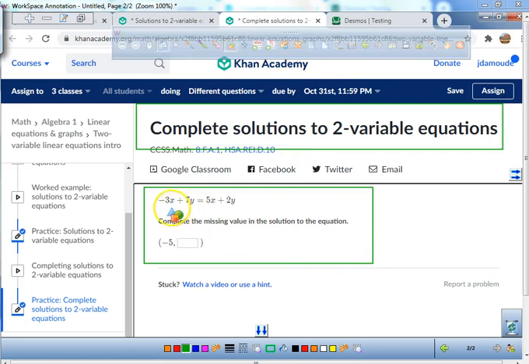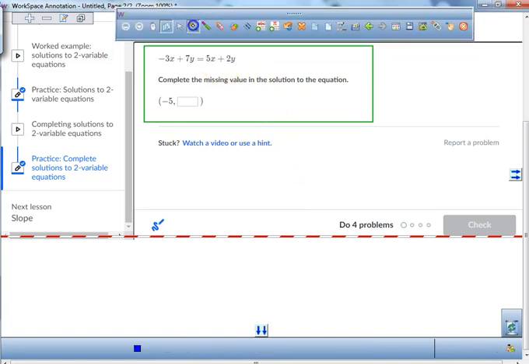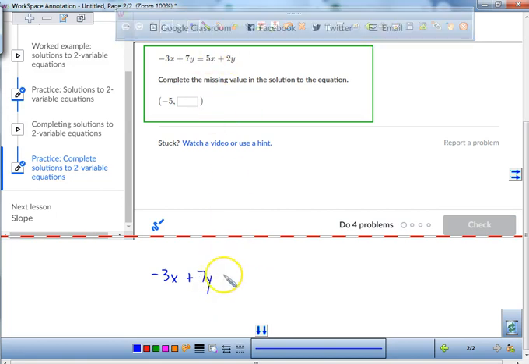So right now, I'm going to write it down a little bit bigger down here. It says negative 3x plus 7y, and then they have an equal sign. Then it says 5x plus 2y. Okay, all right. It says complete the missing value in the solution to the equation. All right, okay, we can do this.